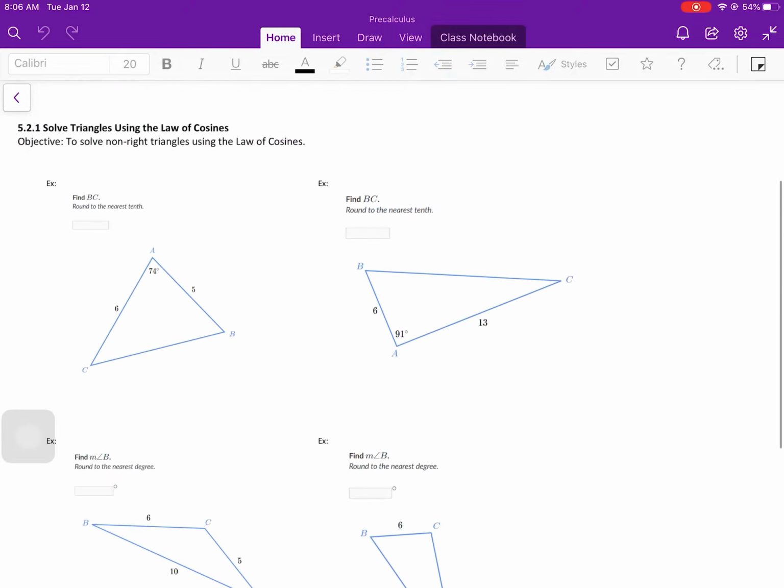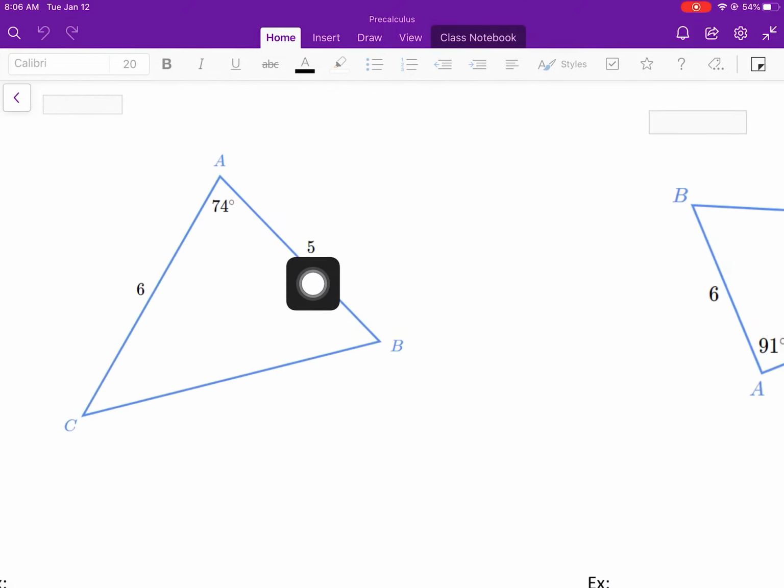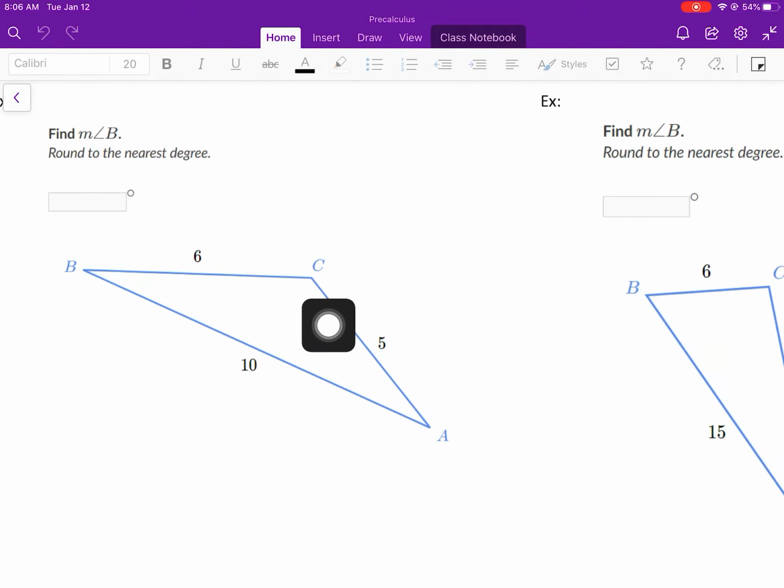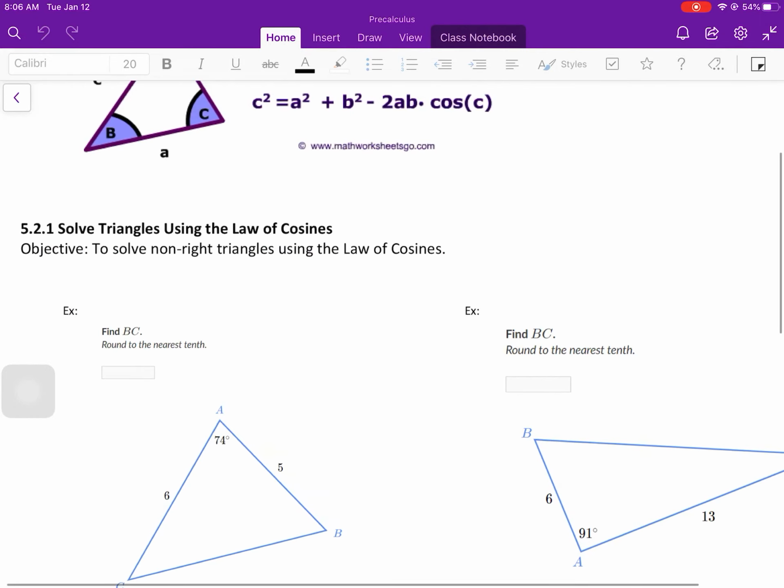There's two different types of problems. One you'll see when you have two sides and the included angle. That means the angle in between the two sides, made by the two sides. So that's one situation this will work. The other situation is if you have three sides, you can find a missing angle. So if you can measure any three sides, which is pretty cool, you can find the angles between them using the law of cosines.